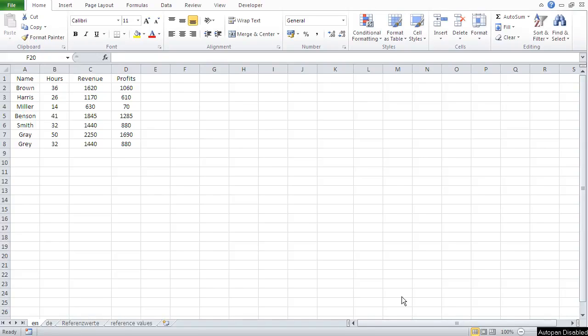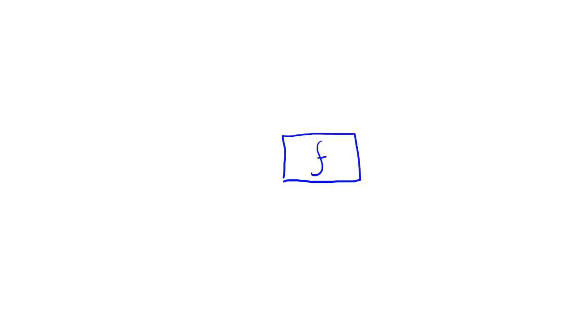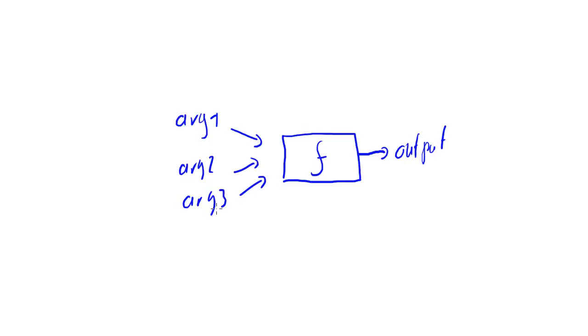Hi guys, in this video we're gonna deal with our first function in Excel. Now first of all, what is a function? Well, we can imagine a function as a sort of a black box, and it has a specific output and certain inputs. These inputs are called arguments. So for instance, this is argument 1, this would be argument 2, and this would be argument 3.